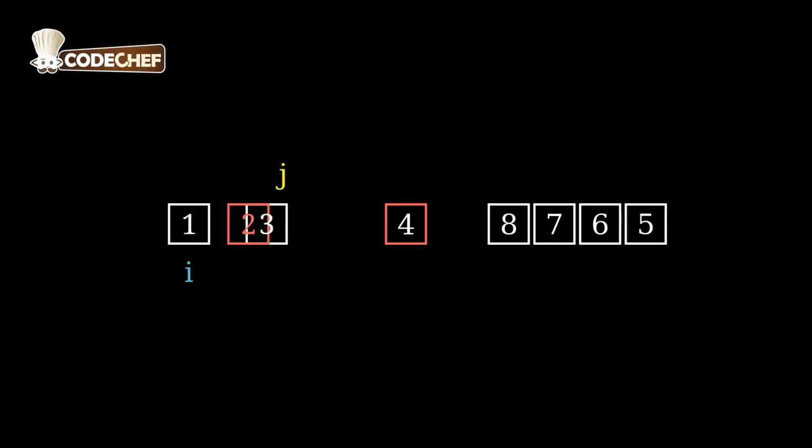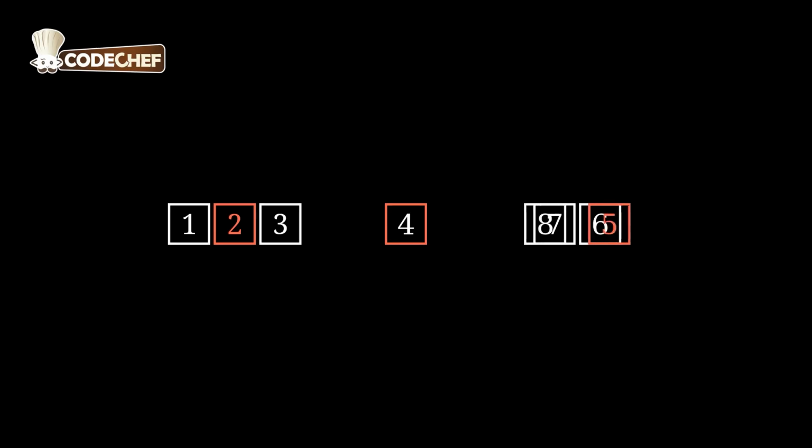Next, we sort the right side, choosing 5 as the pivot. Since all elements are greater than 5, no swaps occur. We simply place 5 in its correct position.